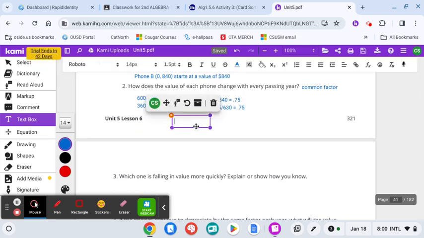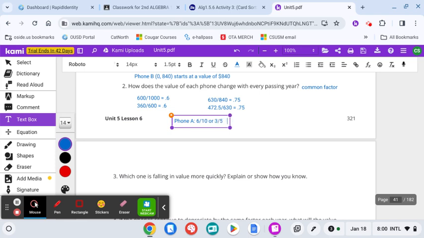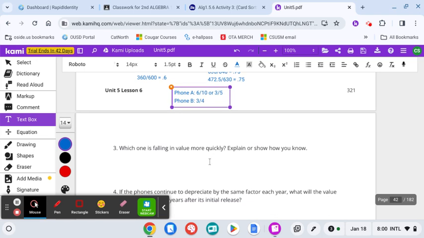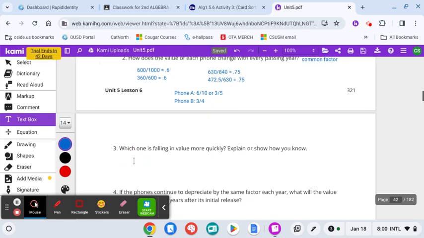Another way of representing these could have been in fraction form. So phone A, how else do I say 0.6? That's like 6/10 or 3/5. Phone B could have also been represented as 0.75, right? So as 3/4 as the fraction. Which one is falling in value more quickly? Explain how you know.